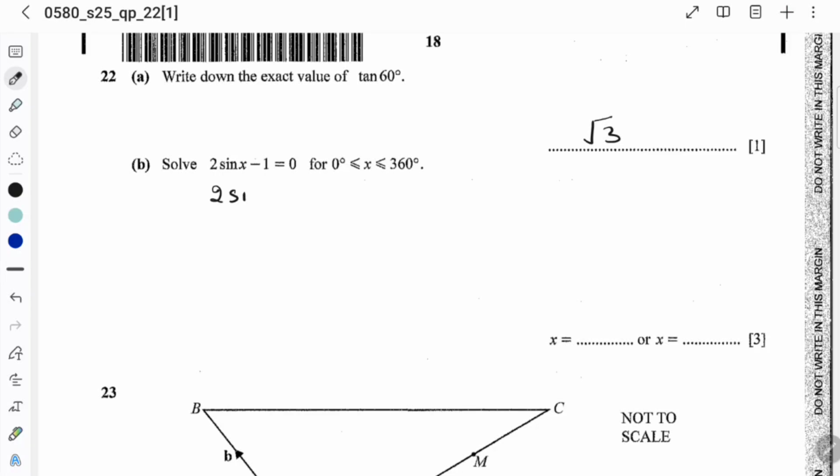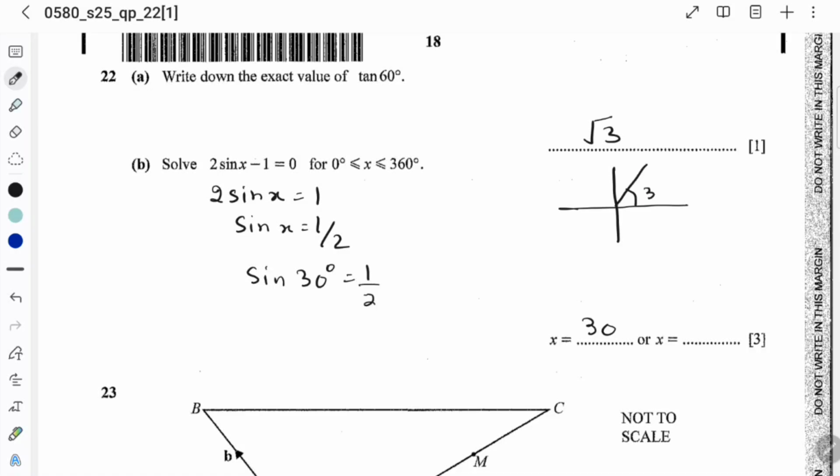Alright, so 2 sin x is equal to 1, sin x is half. We know that we want 0 to 360 degrees, and we know that sine of 30 degrees is equal to half. So the first answer is 30 degrees. We know that sine is positive in the first and the second quadrant only. So we find the other value, which is 180 minus 30. Base angle is 30 degrees.